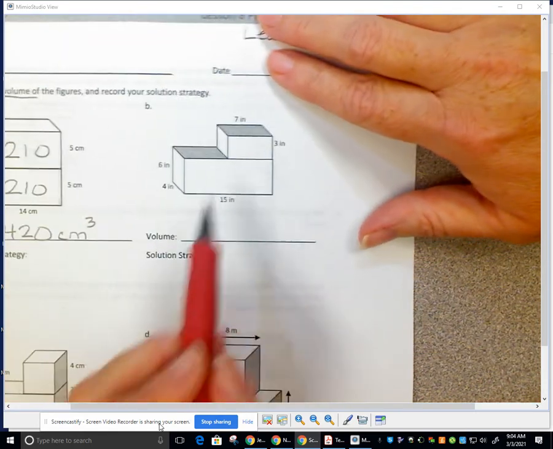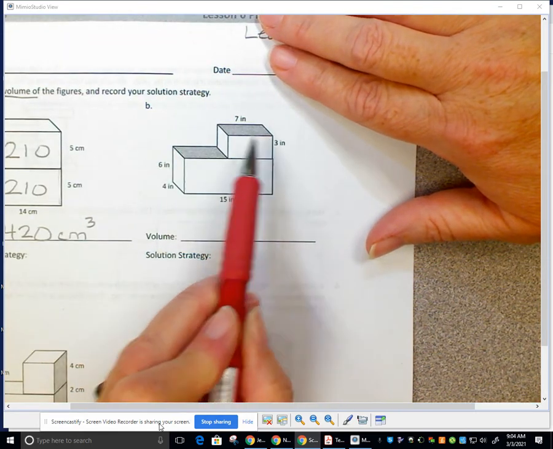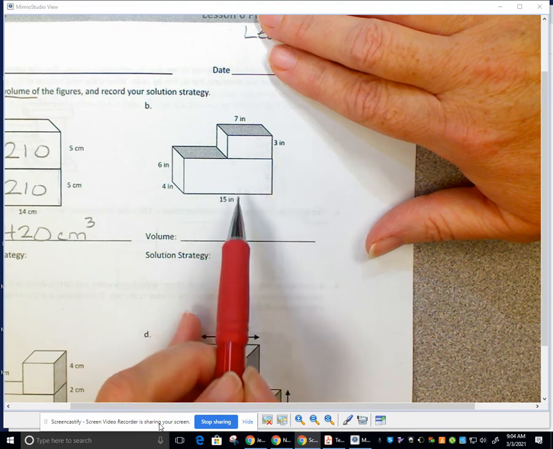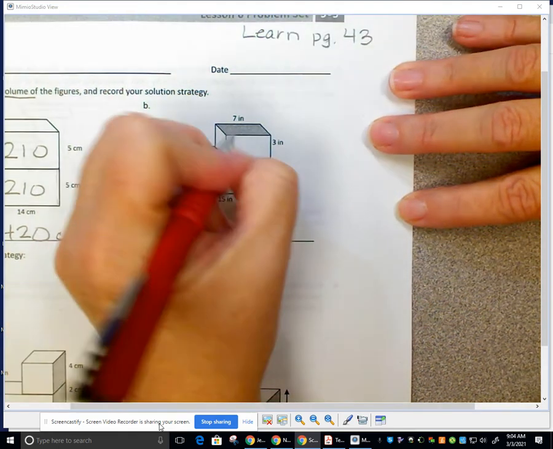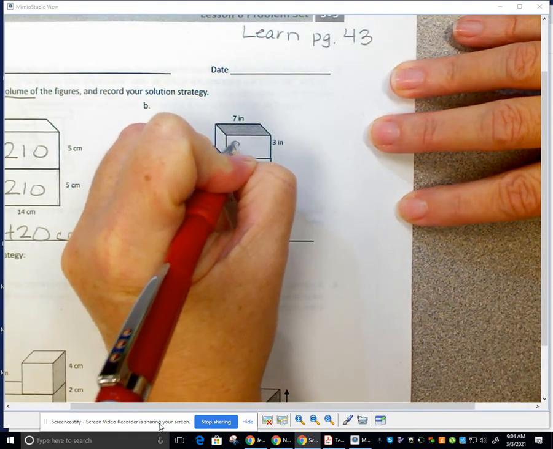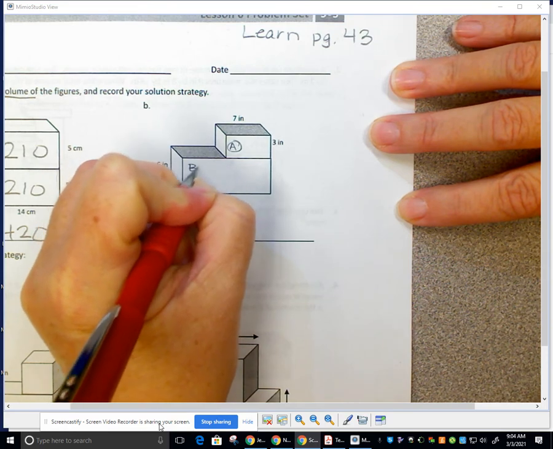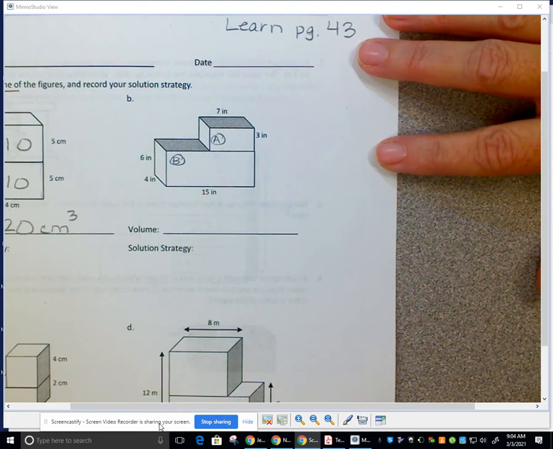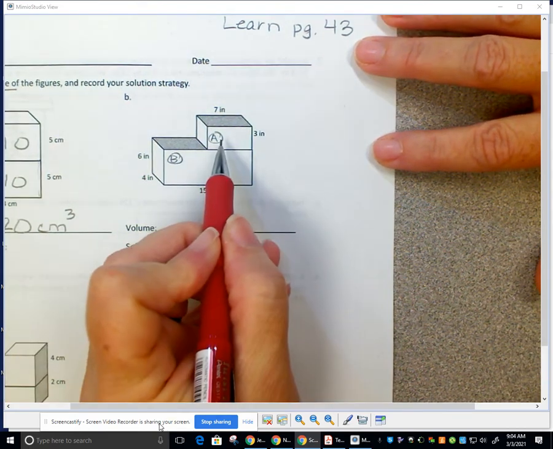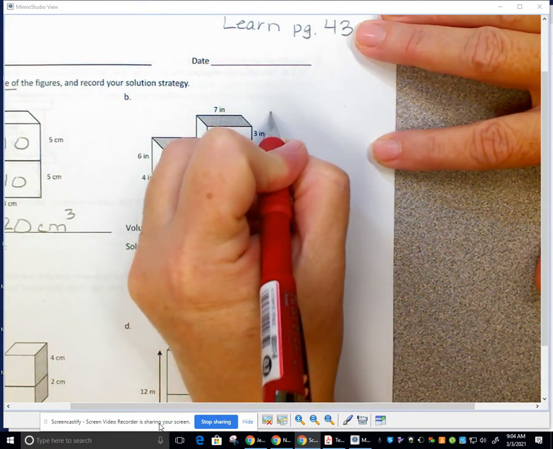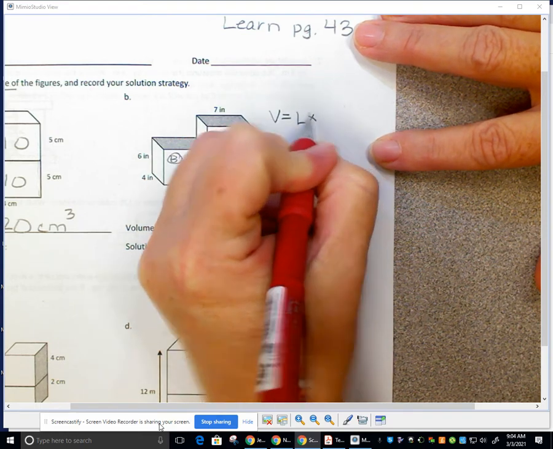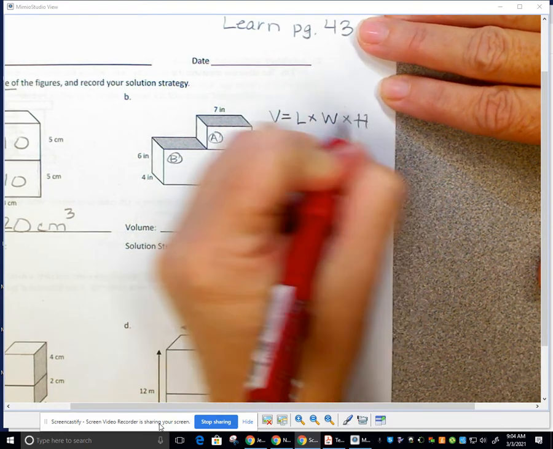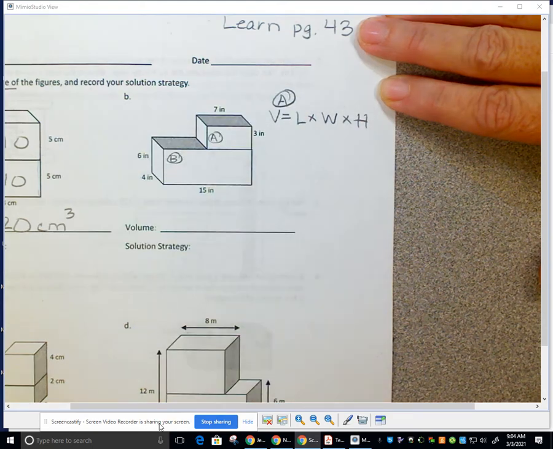Here we've got two, they combine together, but they're not identical. So what I want to do is let's call this one A, and we'll call this one B, and we're going to find the volume of each one individually and then add it together. So let's do A first. So I know volume equals length times width times height. And I'm doing A. Let me label it.